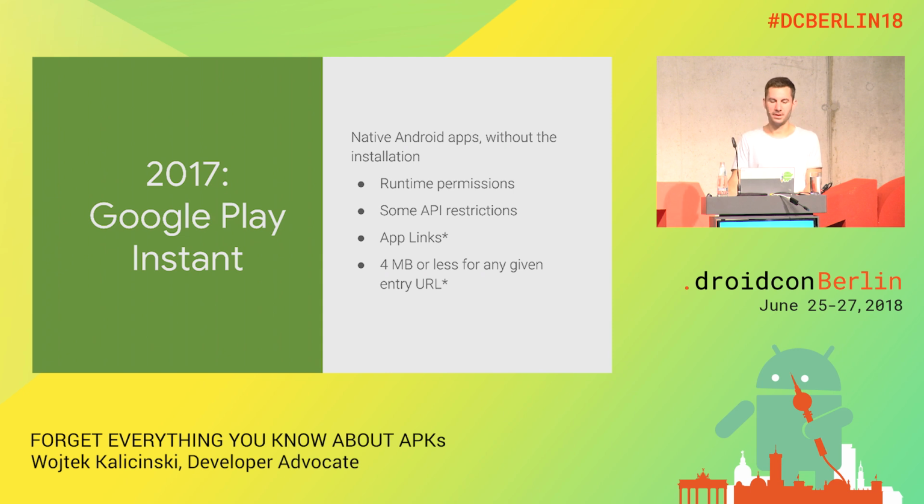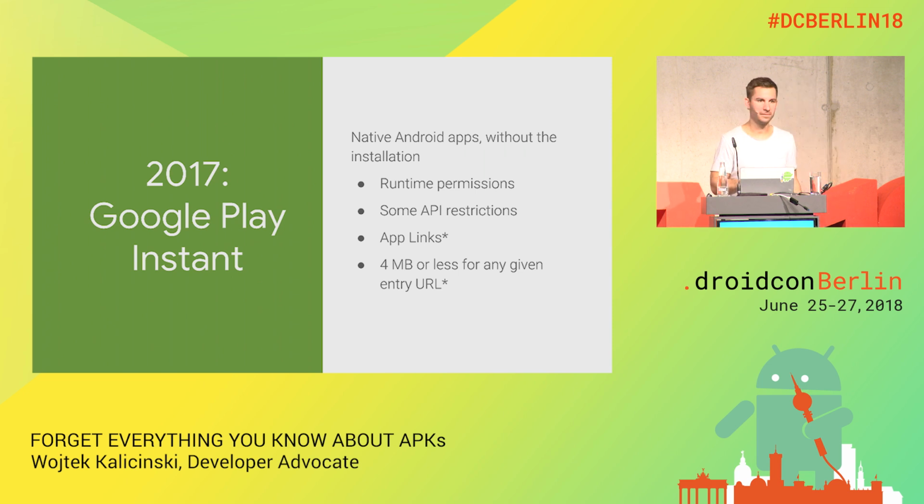Around that same time, we introduced a new concept in the Android app world, which was Android Instant Apps, now called Google Play Instant. And these were basically native Android apps that users could run on their devices without installing them first. There were some things you had to do with your app, such as you had to use runtime permissions, you cannot use some APIs, and then the way the user would access an Instant App was through a URL. So you had to support deep links and app links specifically, and the app had to be very, very small in order to install fast. So it had to be 4 megabytes or less.